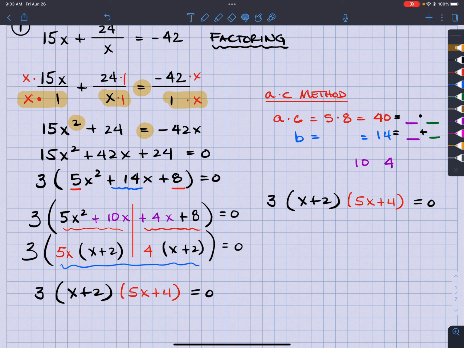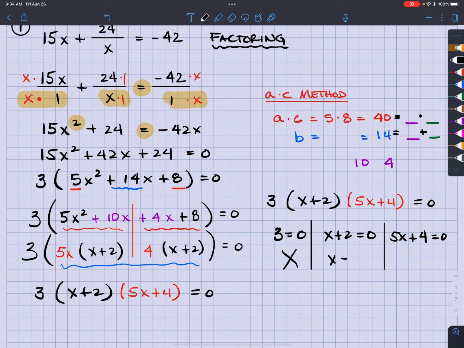All right, so then our next step is to set each factor equal to 0 and solve for x. Well, 3 is never equal to 0, so we can just mark that off. Then x is going to equal -2, and x is going to equal -4/5.